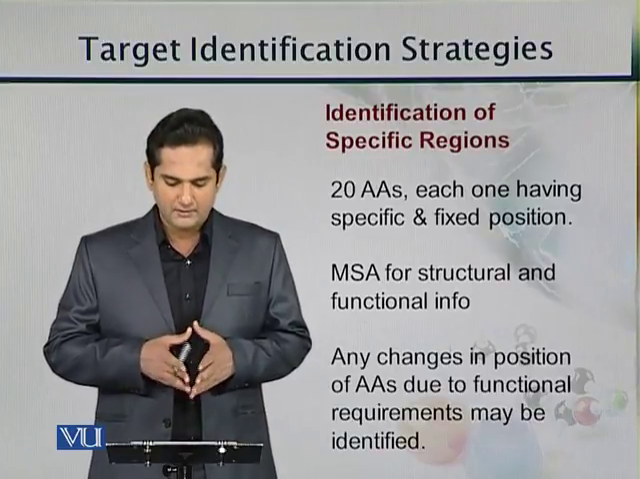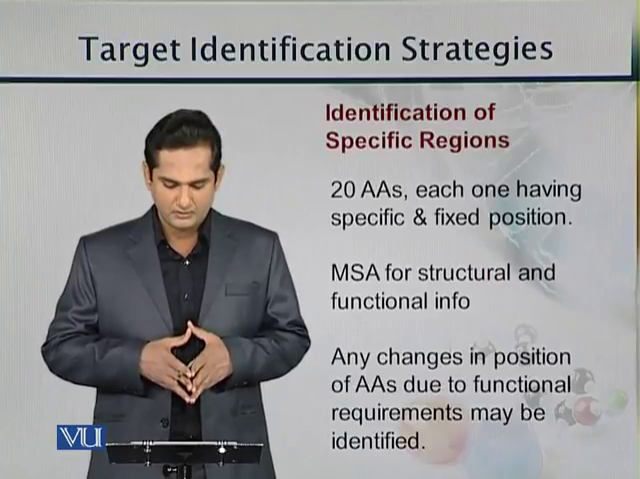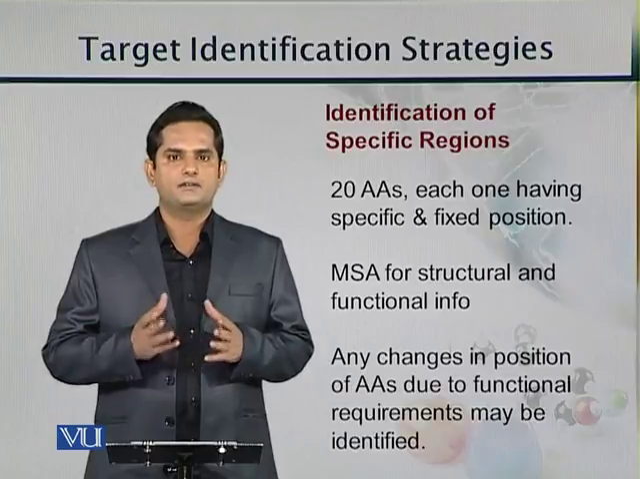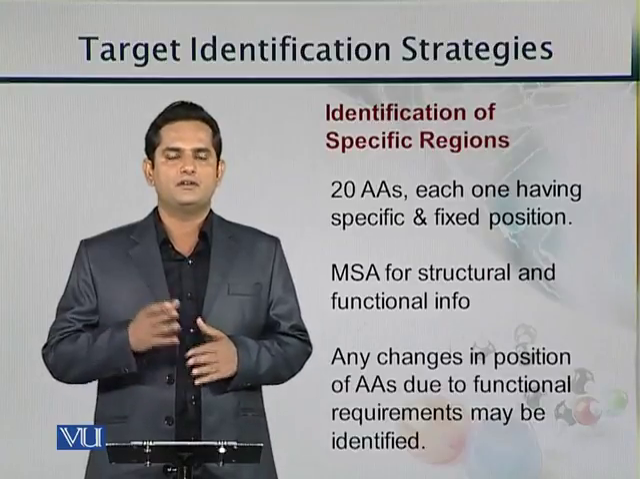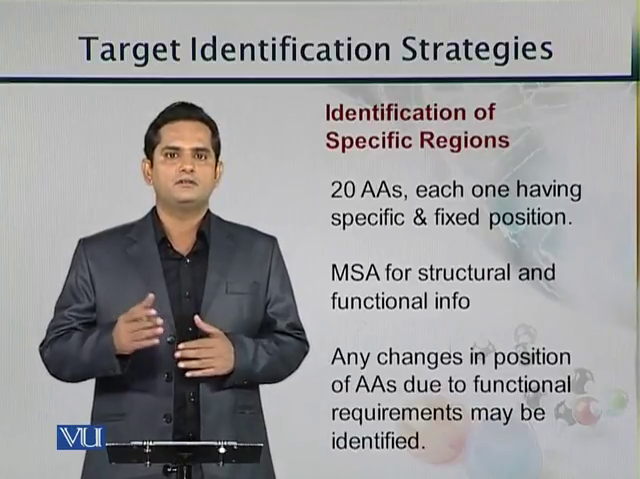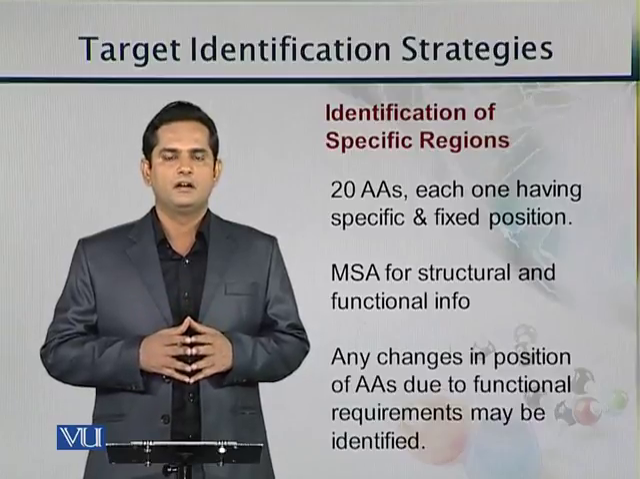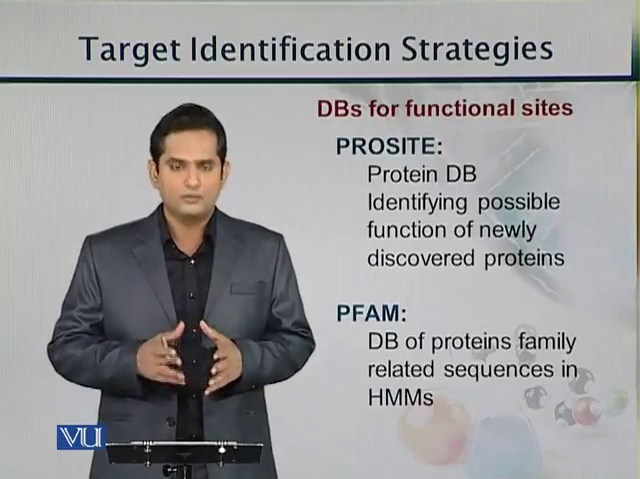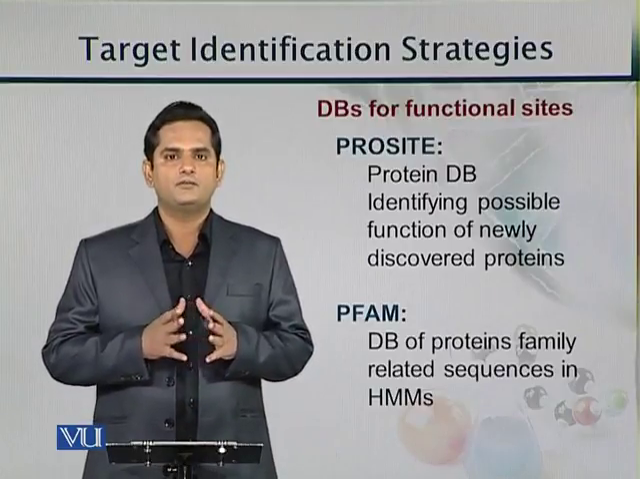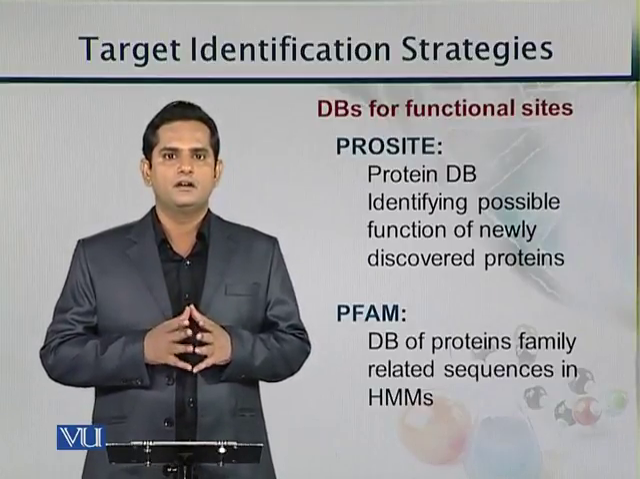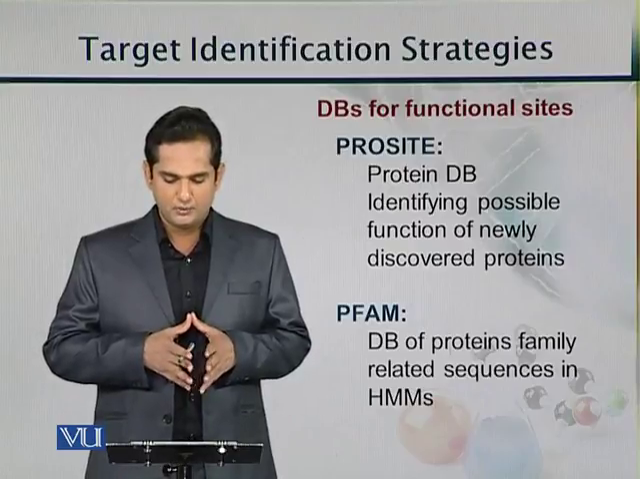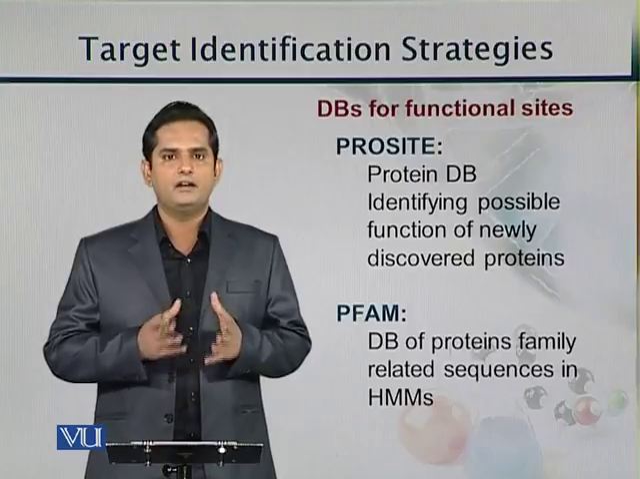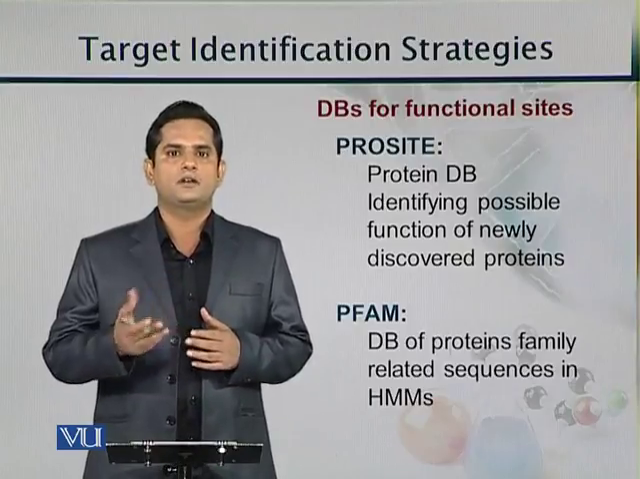Again, we use MSA for structure and functional information. So what is MSA? Multiple sequence alignment, which aligns different sequences and tries to find out conserved regions in those areas. Now, what is the importance of conserved regions here? For that purpose, we can get information from two databases. Number one is PROSITE. PROSITE is basically a protein database which is used for finding out functions of newly discovered proteins.